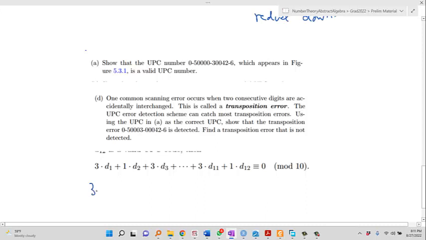So we have 3 times 0 plus 1 times 5, and so on. Now let's see, this is going out to d2, d3, d4, d5, d6, d7. d7 is 3. And see, the odd ones are multiplied by 3. So this would be 3 times 3, that's d7, and d8 is 0. And then we have plus 1 times 0, plus dot, dot, dot. Now we know this is valid, so this is congruent to 0 mod 10.